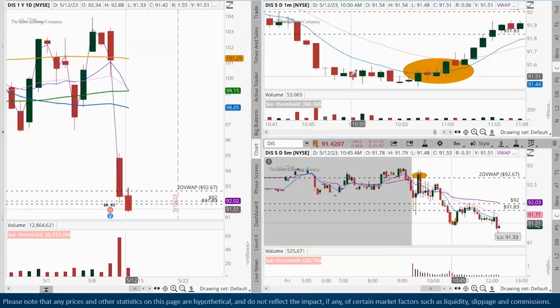I'm watching the level 2 very closely. They're not letting it get below 91.50. There's a bidder there at 91.50. Again, as a momentum trader, can't ignore that. I'm covering, really nice move.